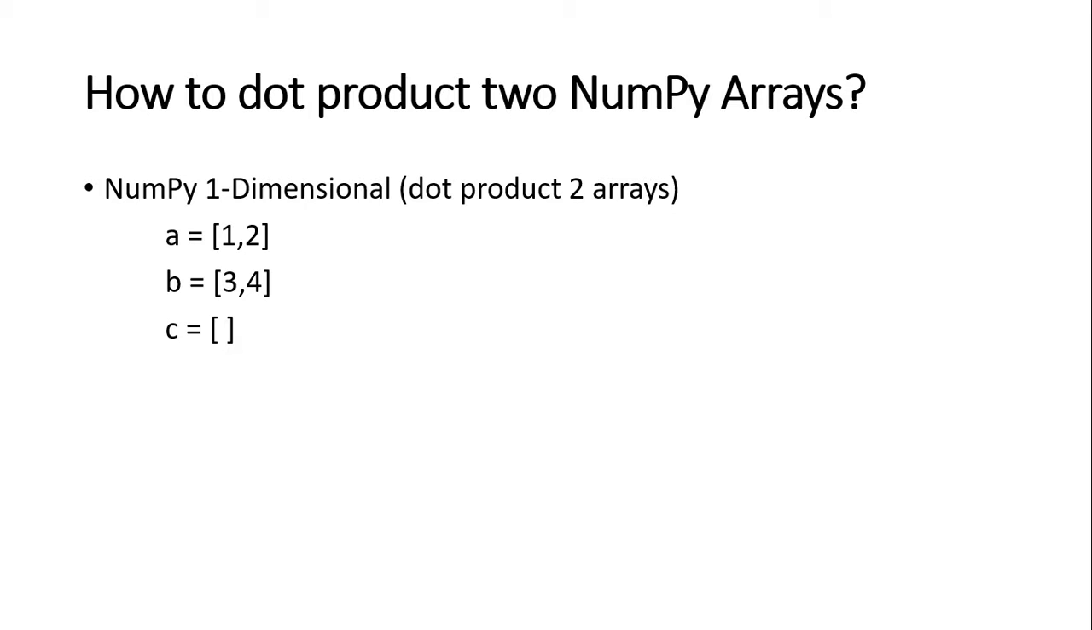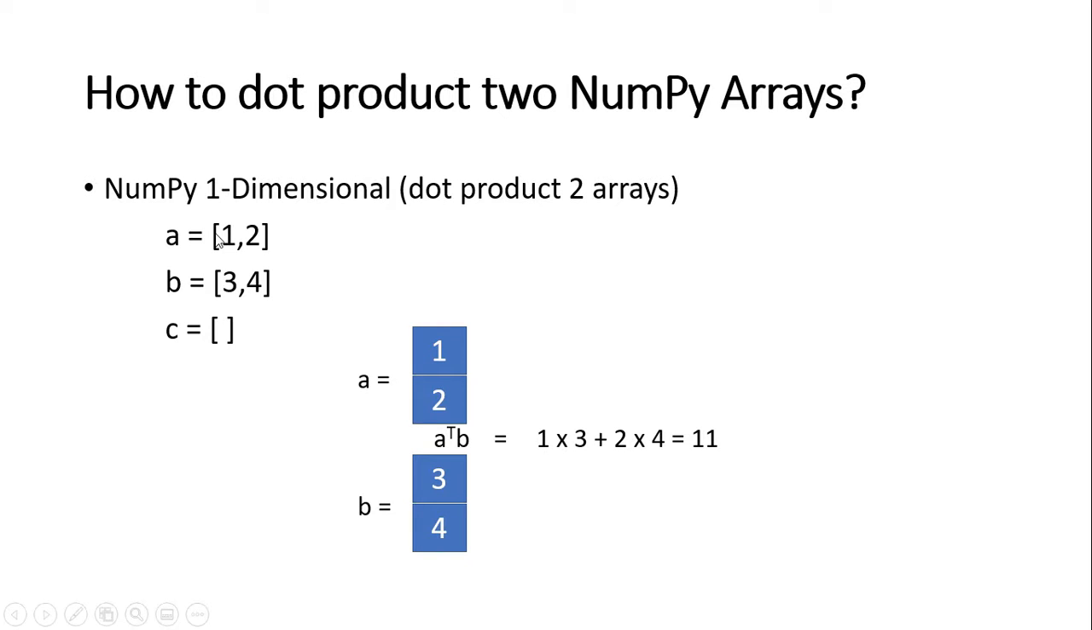How to do the dot product of two NumPy arrays? Here you see, multiplication is different and dot product is different. I will take one simple example and try to show how multiplication and dot product are different. I have taken two arrays, array A with values 1, 2 and array B with values 3, 4. When I do the dot product of these two, in mathematical terms it will be represented as A power T B, equal to.